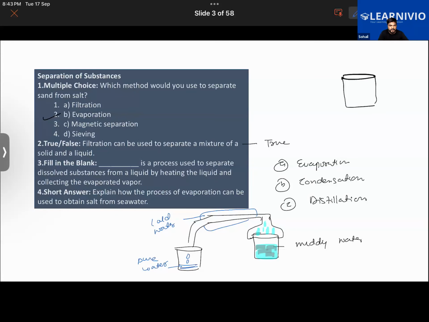Sir, distillation is a process used to separate a dissolved substance from a liquid by heating the liquid and collecting the evaporated vapor. Basically, first of all, you convert the liquid into water vapor, and that water vapor is condensed back to obtain the liquid state. So distillation is simply the process that involves converting the liquid into vapor by heating it, and then condensing that vapor to obtain the liquid.